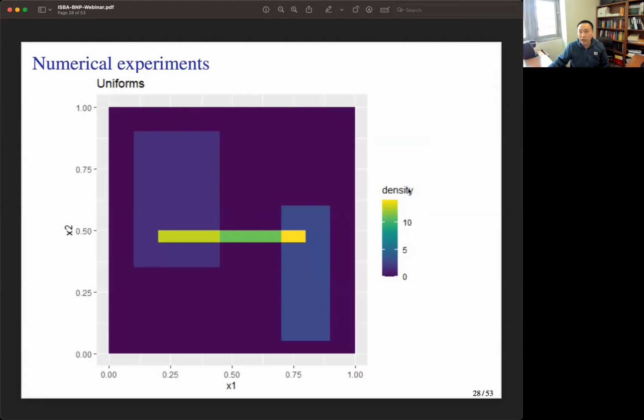So let's look at a numerical example. Let's say that in this very simple example, the underlying truth is this blocky density in a two-dimensional setting.